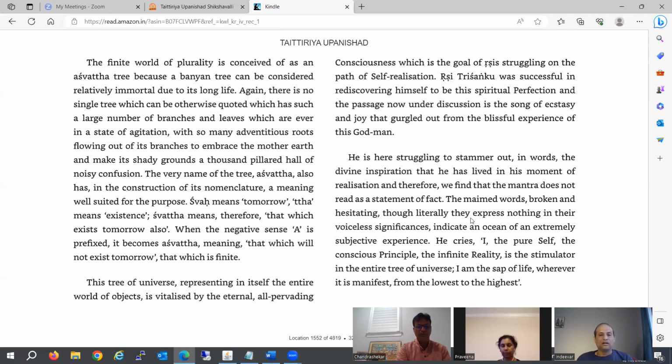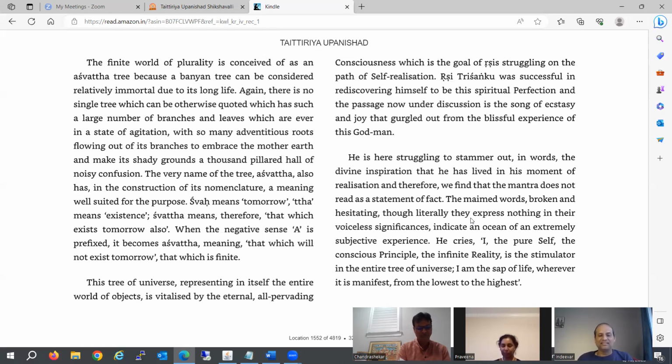The very name of the tree, Ashwatha, also has, in the construction of its nomenclature, a meaning well suited for the purpose. Swa means tomorrow. Tha means existence. Shvatha therefore means that which exists tomorrow also. When the negative sense A is prefixed, it becomes Ashvatha, meaning that which will not exist tomorrow, that which is finite. So samsara will not exist tomorrow after the jnanam, right? Tomorrow, next second also, it will not exist, provided we realize. There is a big if condition there, right?